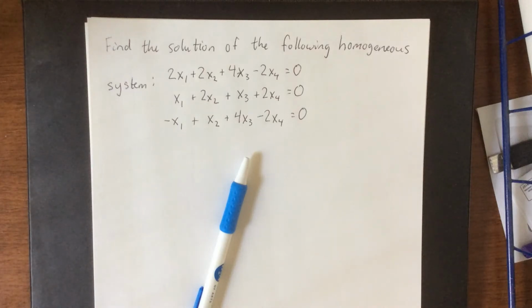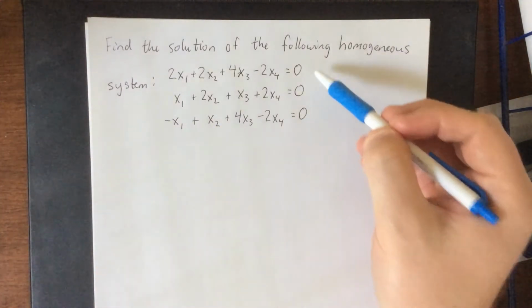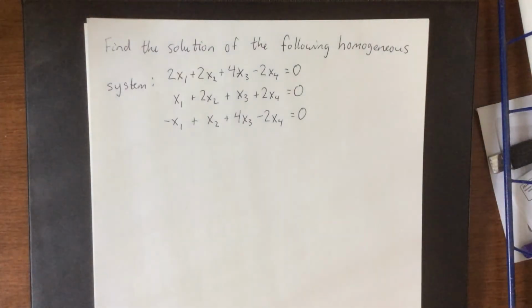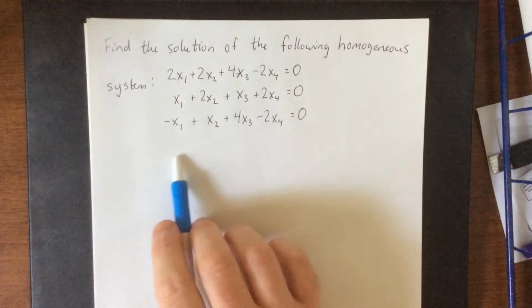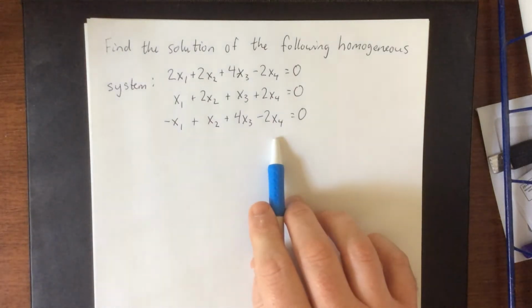Alright, let's go ahead and give this one a go. We are going to attempt to find the solution of the following homogeneous system. Homogeneous system simply means that all of the constants that we'll see on the right-hand sides of these equations will all be zeros. Homogeneous systems are guaranteed to be either consistent or dependent. There's never a situation where it'll be inconsistent, as if you set all variables equal to 0, you're guaranteed a solution.